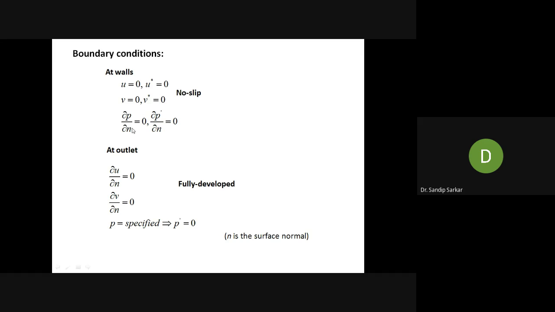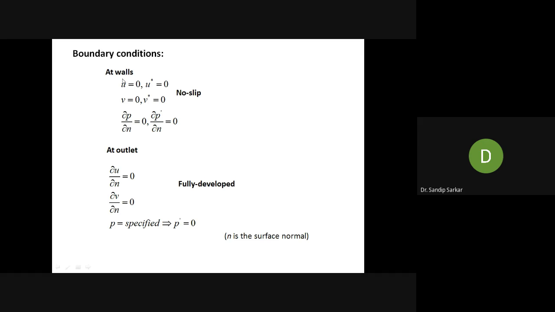What about the pressure? At the wall, please remember this: the pressure boundary condition is always given as the Neumann boundary condition, that is del P del n equal to 0. Similarly, for the pressure correction equation you also have to apply the Neumann boundary condition, that is del P prime by del n is also equal to 0.